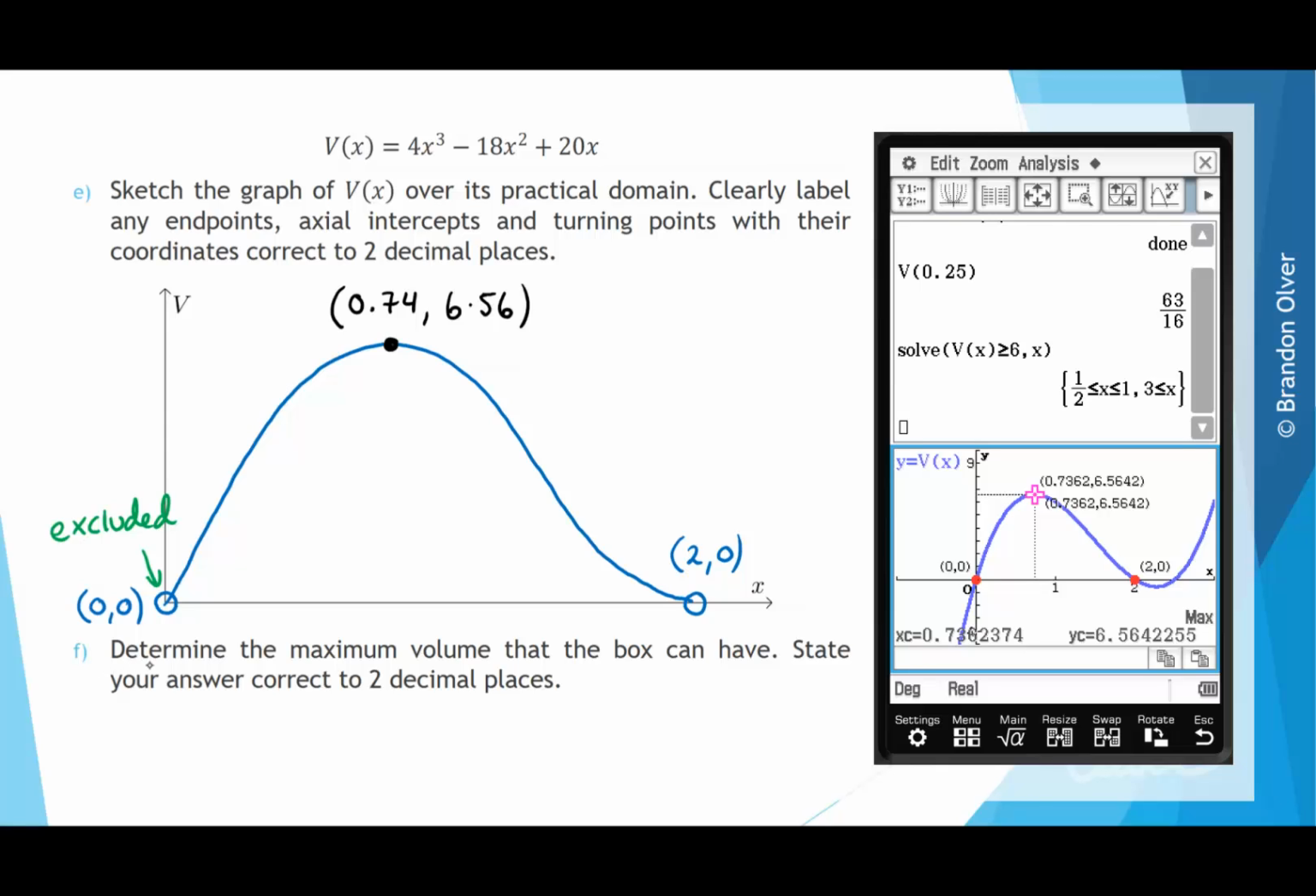For part F, we're asked to determine the maximum volume that the box can have, stating our answer correct to 2 decimal places. So using the graph above that we generated on the CAS calculator, we can see that the maximum volume is 6.56 meters cubed. So the answer is 6.56 meters cubed is the maximum volume, and this occurs when x is equal to 0.74 meters.